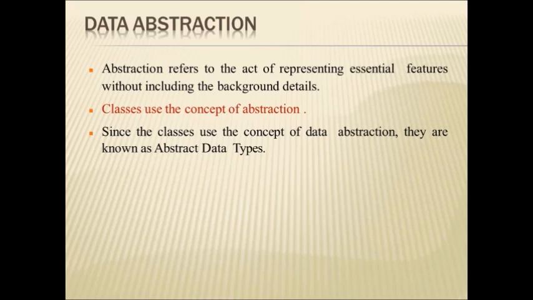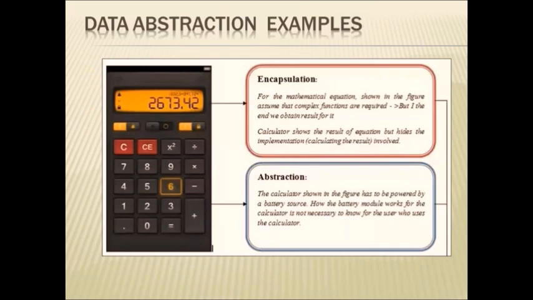So classes use the concept of abstraction. These are also known as abstract data types. I will discuss with examples. See the first example, the calculator example. Suppose you want to add two numbers, that is 2 plus 3. Simply you press the button 2, press the button plus, press the button 3, and press the button equal to. So if you press 3 plus 2 equal to, the answer is 5.